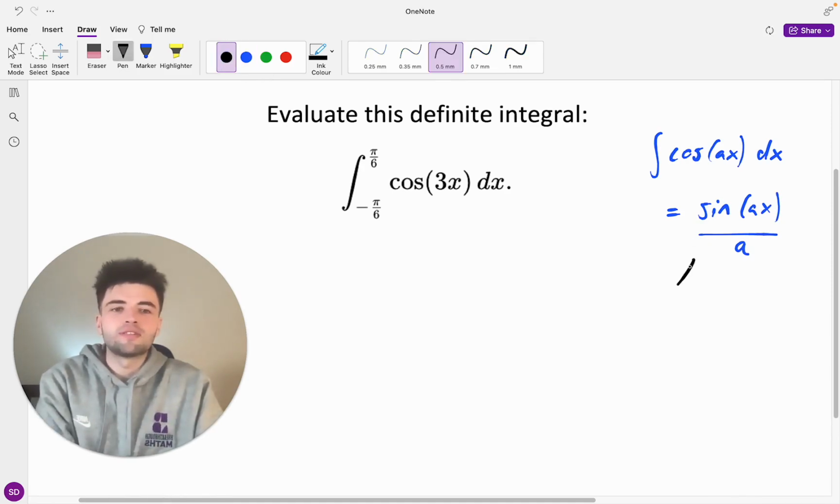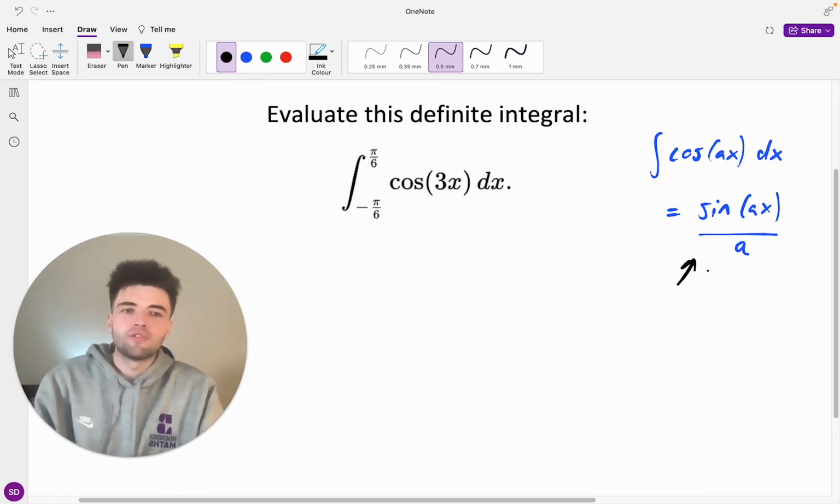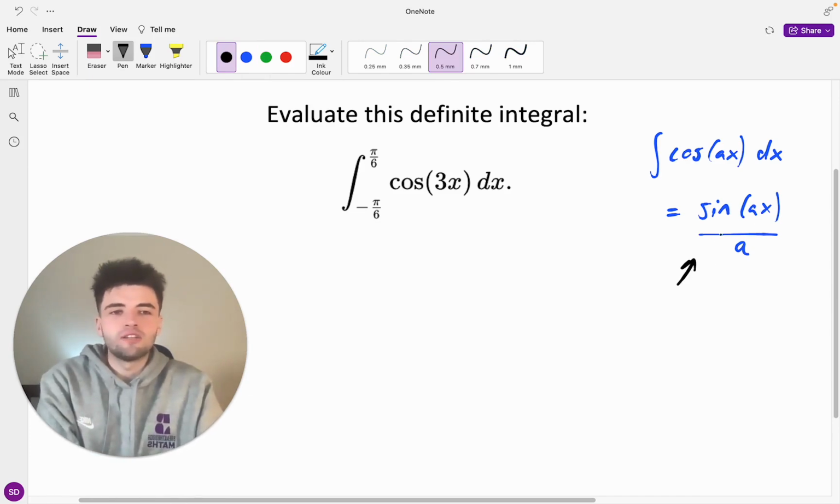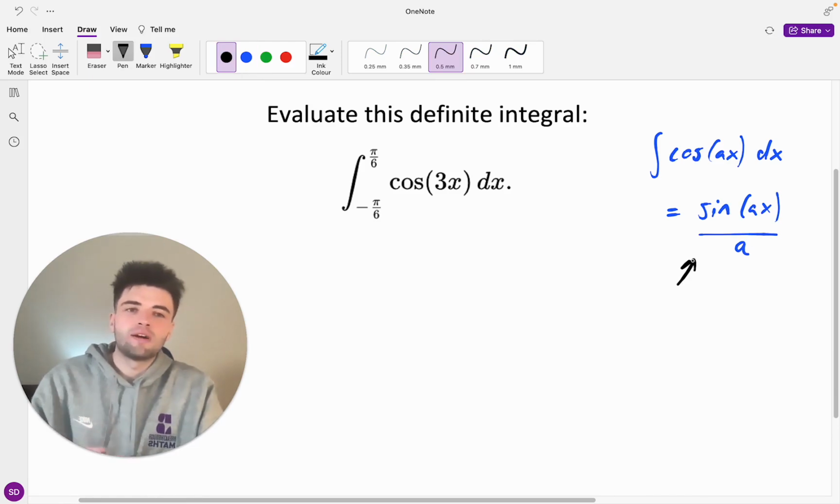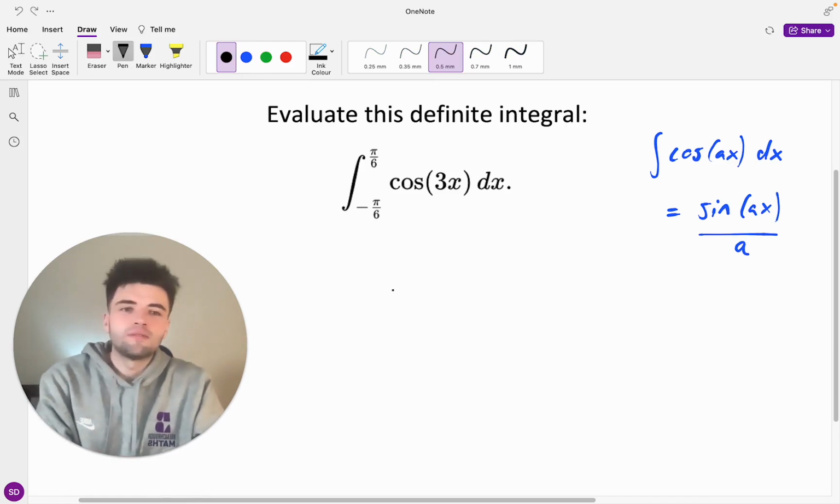So if we were to differentiate this kind of sine function, what we'd end up with is an a outside, which would cancel with this a on the bottom, and therefore we get back to the cos ax that we had in the first place. And so that's going to be the rule we're using here.